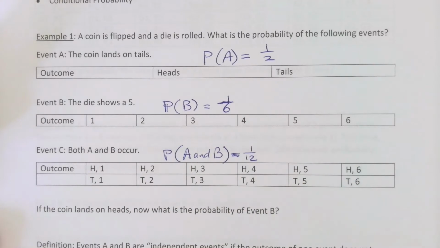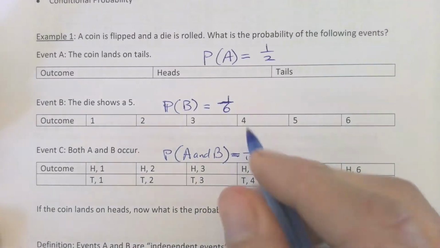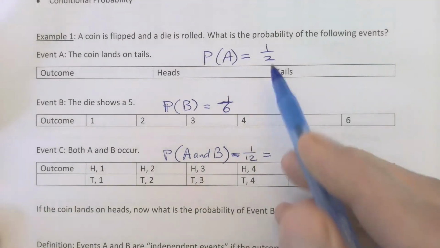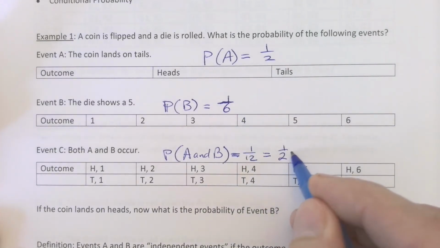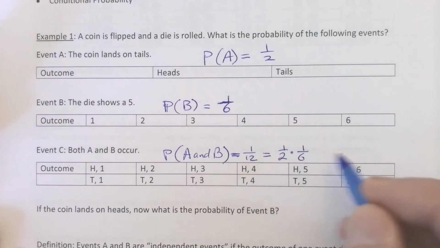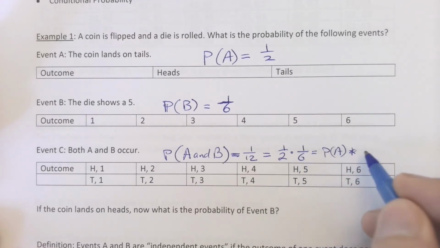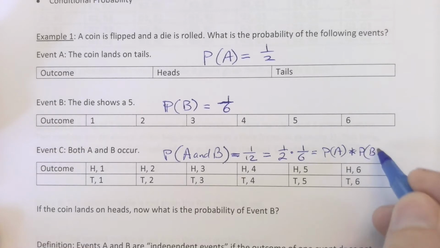Now, maybe it occurred to you, maybe it didn't. You can compute this by multiplying these two probabilities together. That's 1/2 times 1/6, because that makes 1/12. And that was just the probability of A times the probability of B. Now, can you always do this for a joint probability? No, not always. You can do this any time that you have two events that you know are independent.